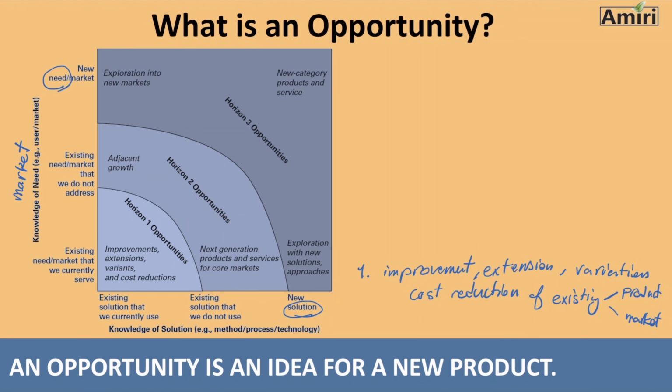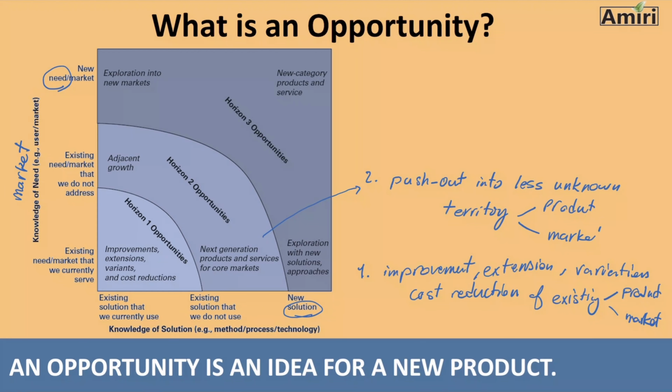Horizon 2 is where you want to push out into a new, less known territory. It could be for a product or market. And then Horizon 3 is where you are trying to exploit new opportunities, a new market, a new product, a totally new world.